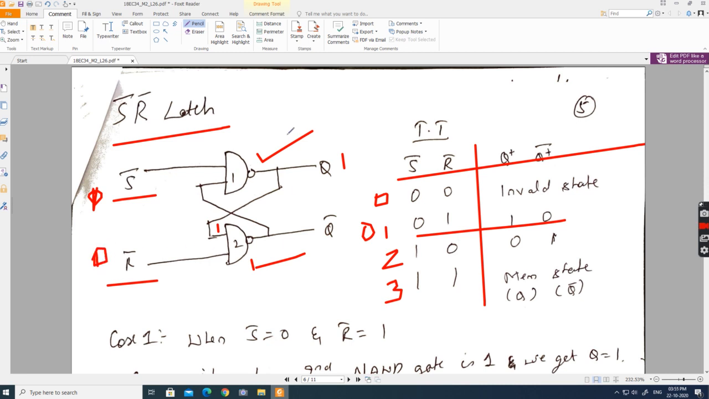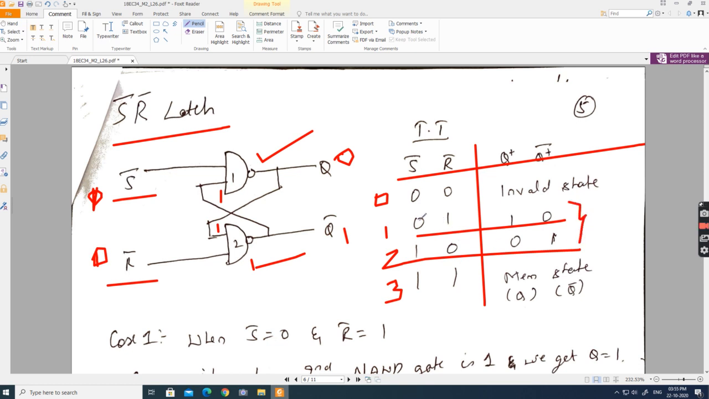Which NAND gate output can I predict? The second NAND gate. I can predict the output of the second NAND gate. What is the second NAND gate output? Q bar is 1, and Q will be 0, since 1 NAND 1 is 0. So I am writing 0, 1. See, look here again, same thing.